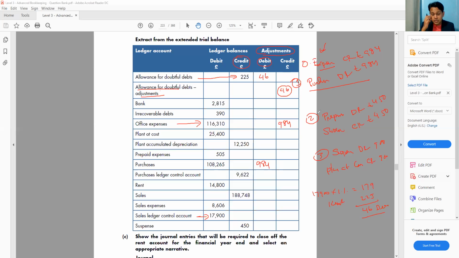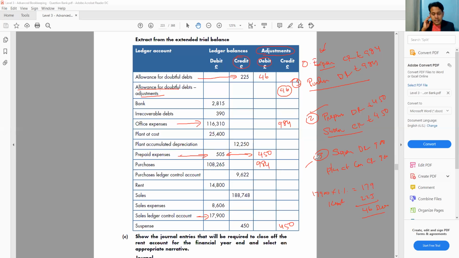We have to increase the prepayment. So the prepayment, where is the prepayment? Prepayment we have, it is 450. This one we have to increase. So prepaid expenses we already have 505, and we want to increase it by 450. So we make another debit 450, and that will be automatically increased because debit and debit is like a plus and plus. And this 450 also will be reduced as a suspense. So suspense is credit. So we can see here on the credit side adjustment, we're going to write suspense 450. Number two is done.